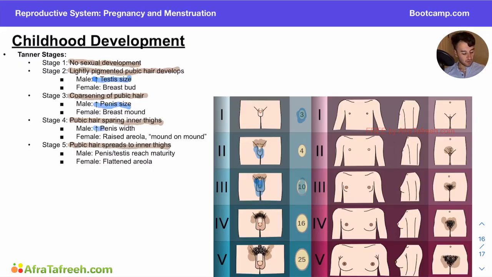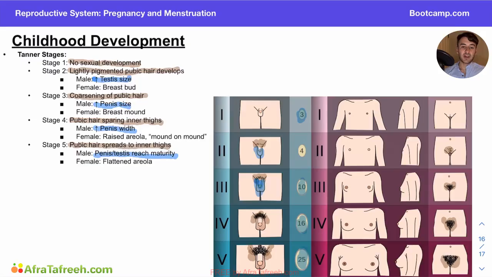And then at stage 4 our penis width will increase. Initially it was largely a growth in length, and then the penis starts to gain width as well, and we continue to grow in our testicle size, now moving up towards 16 milliliters in stage 4. And then in stage 5 the penis and the testes are going to reach maturity, and the testicles at this stage should be around 25 milliliters.